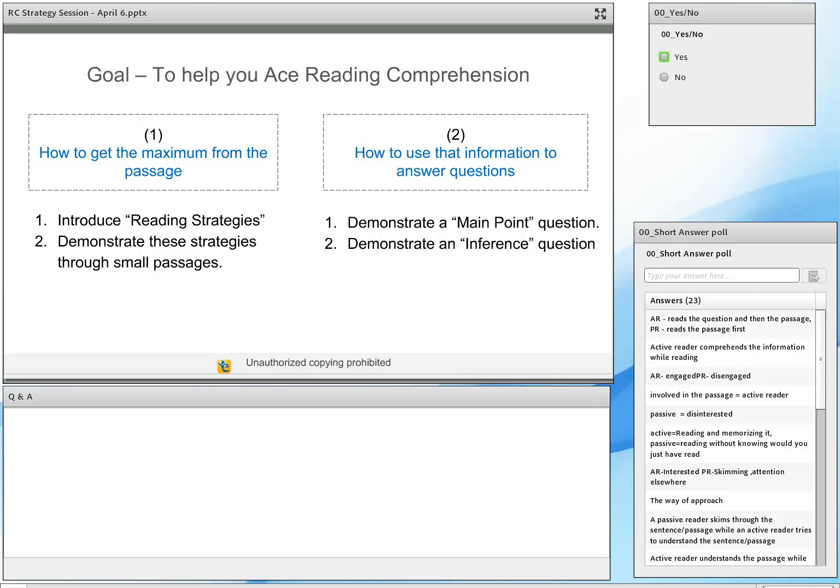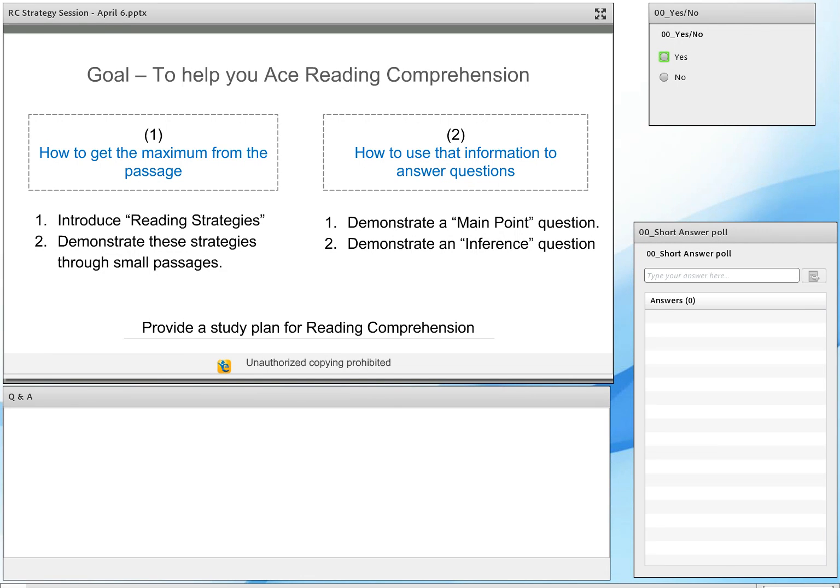But what you'll see is you will be able to take the learnings from this session and very well incorporate those learnings into your study plan for reading comprehension, which is what we're going to be talking about towards the end of the session. Okay, so everyone with me so far? Because next we're going to go into our reading strategies, and for that I need everyone's 100%, or as I usually say, 200% attention.